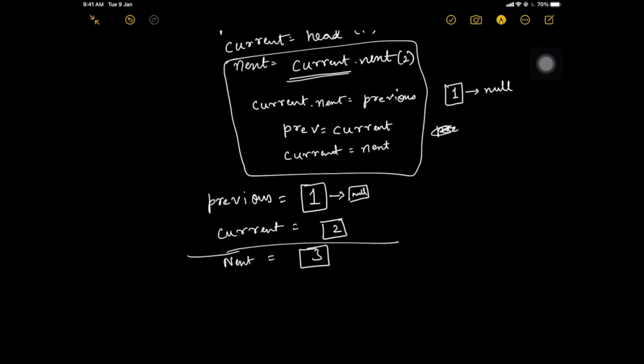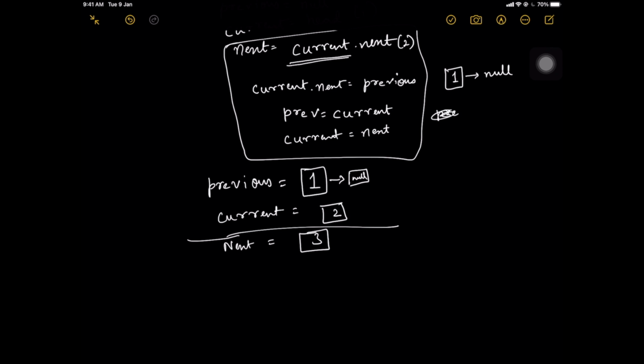It starts with the next iteration when we define next. So next is 3 now. Current dot next becomes previous. Previous was 1, and current is 2, so 2 next becomes 1, right? And next was already null. So we have built our list till now.